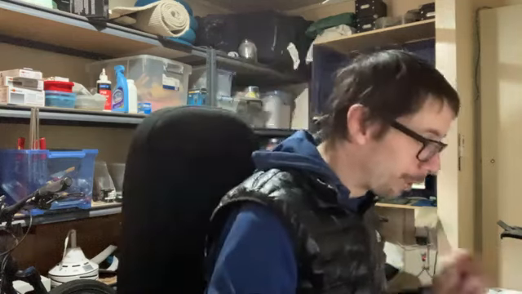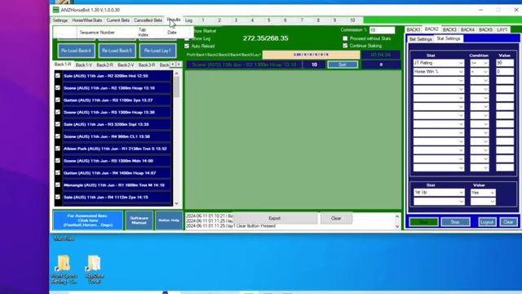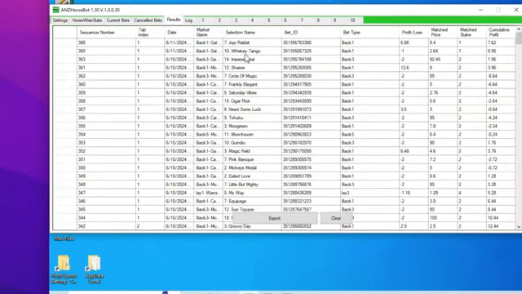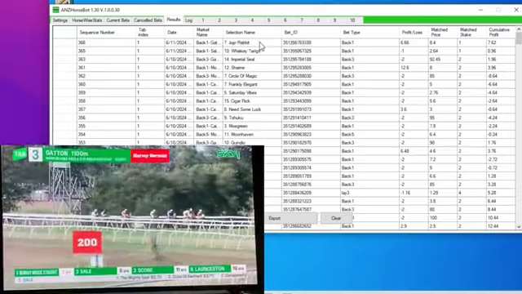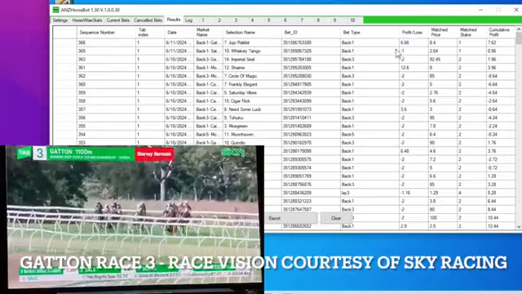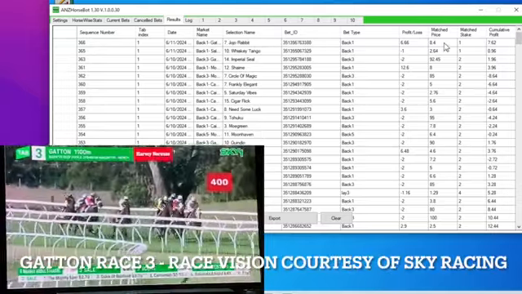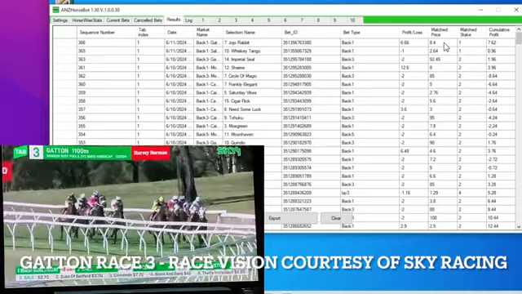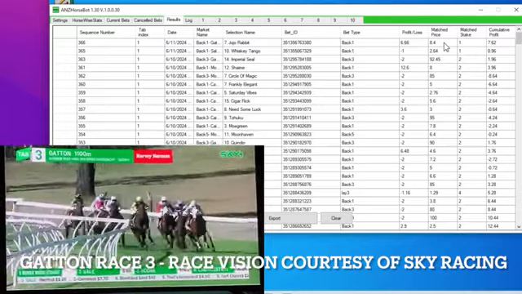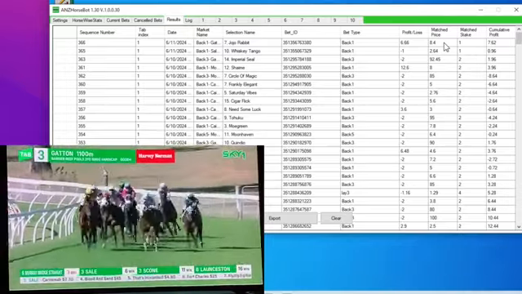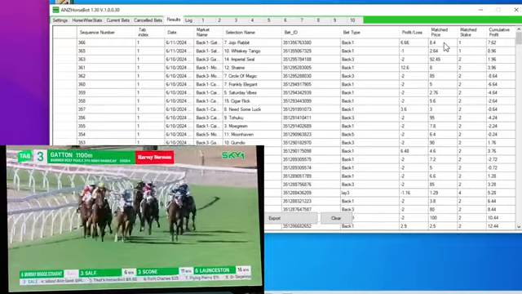What I'm going to take you off topic with slightly here, although it's not exactly off topic, as I sit here, I did notice we did just have a winner. So this is the back one strategy at Gatton. Number 7, Jojo Rabbit, just won at a price of $8.40. So that is a good result. I'm certainly happy with that.